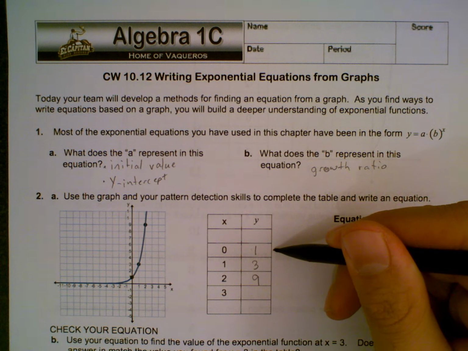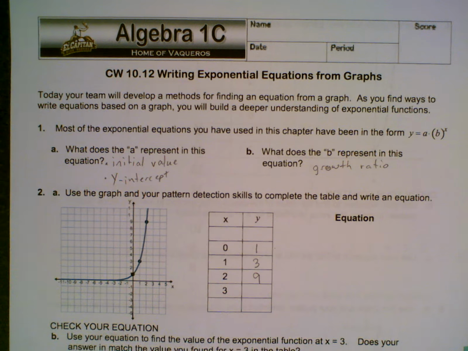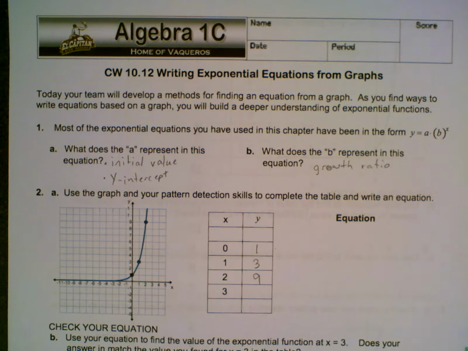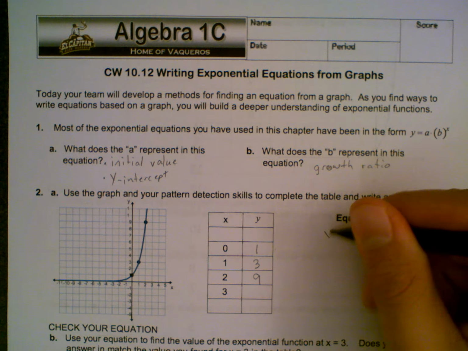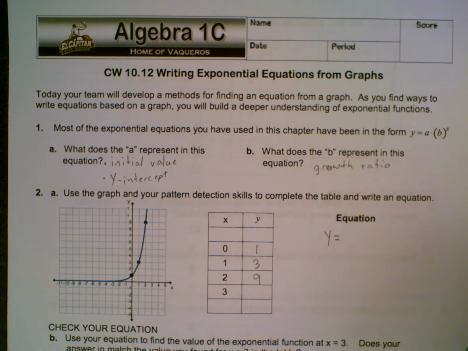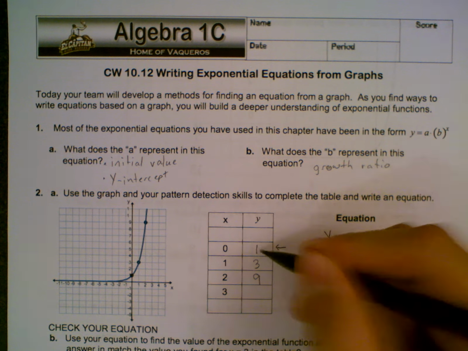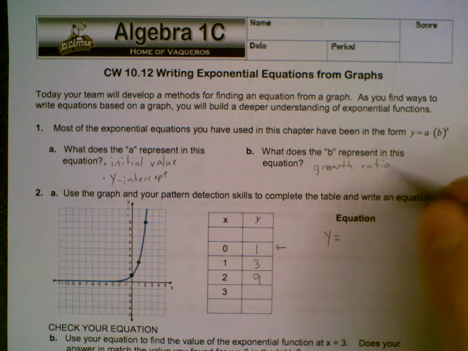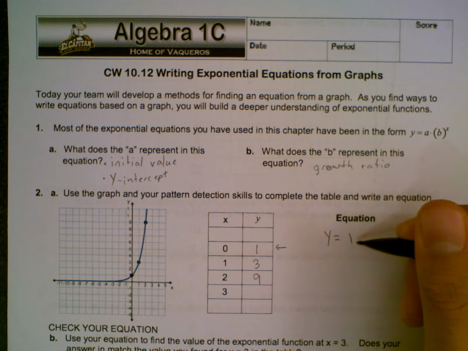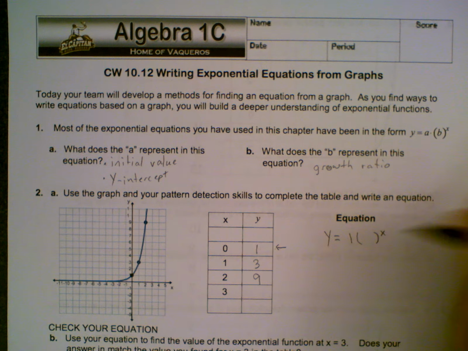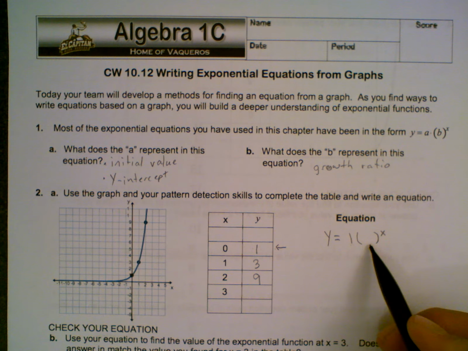Well, first of all, we need 2 things. We need our initial value, and we need the growth ratio in order to write the equation. Okay. So what is my initial value? We can see that is going to be 0, 1. So my a value is going to be 1. And then it'll be 1 times b to the x.